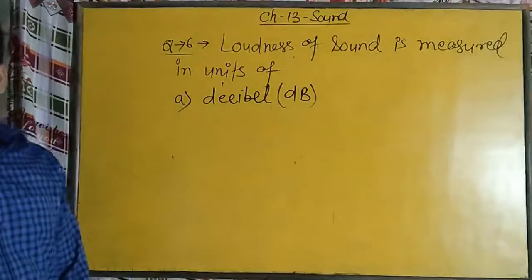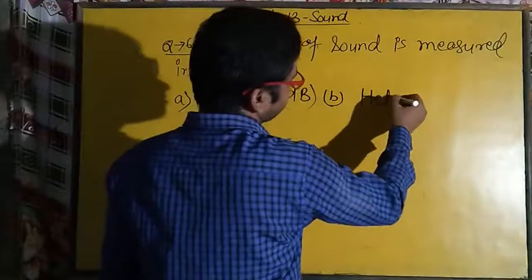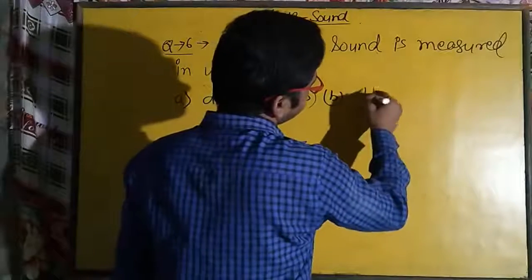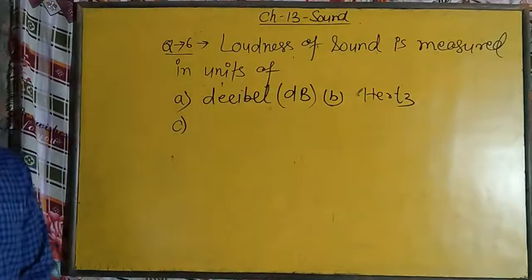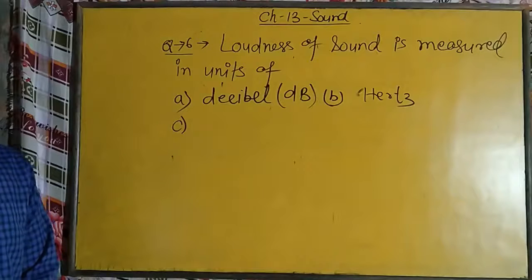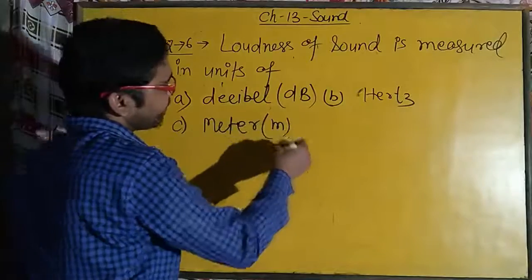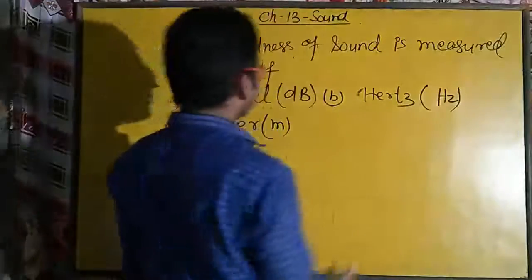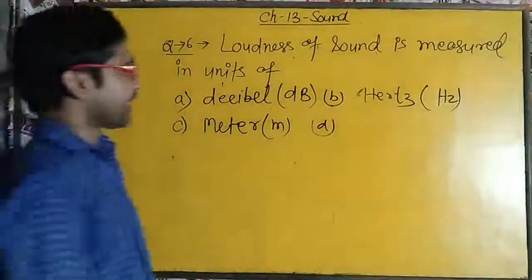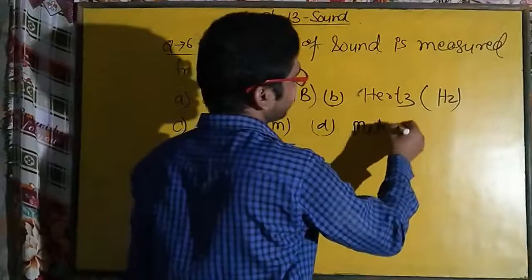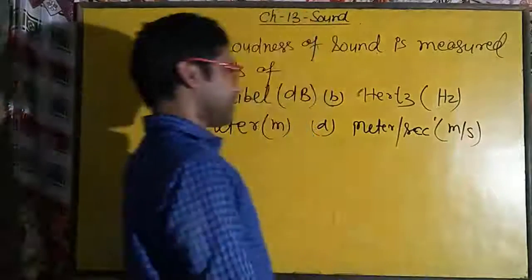Then the second one is hertz. The second option which is given in your book is hertz. And the third, that is option number C, is meter. So meter is denoted by M, and this one is by Hz. And the last, that is option D, is meter per second. It is generally denoted by m per second.